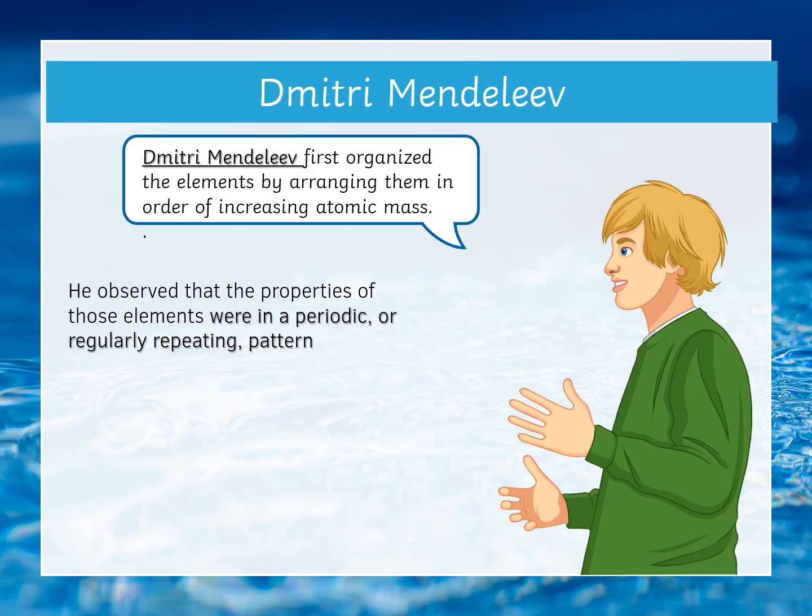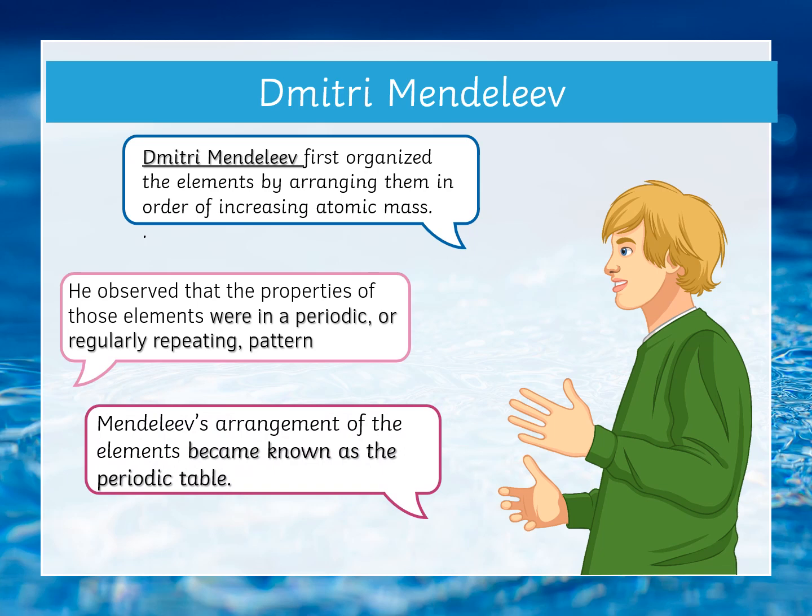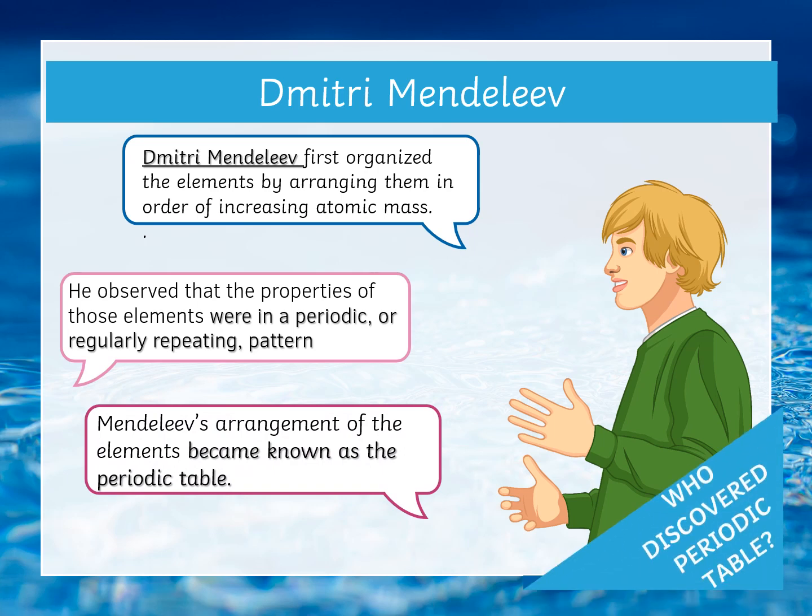So who discovered the periodic table? The first one to discover the periodic table was Dmitri Mendeleev. He first organized the elements by arranging them in order of increasing atomic mass. He observed that the properties of these elements are periodic, regularly repeating in a pattern. So it is known as the periodic table.